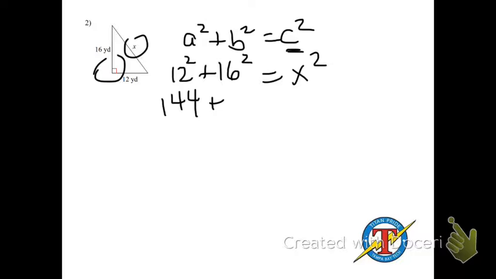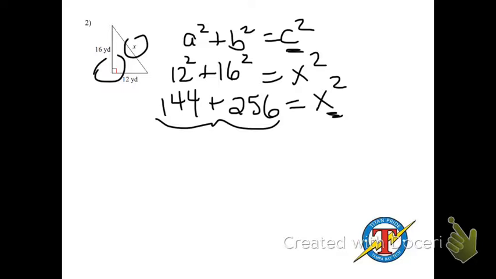16 squared, you got to guess. I hope you at least know what it's going to end in. Okay, 256 equals x squared. Notice that for this problem, the x is by itself on the right side of the equal sign, so we're just going to add these up. So add 256 plus 144, and you get 400.